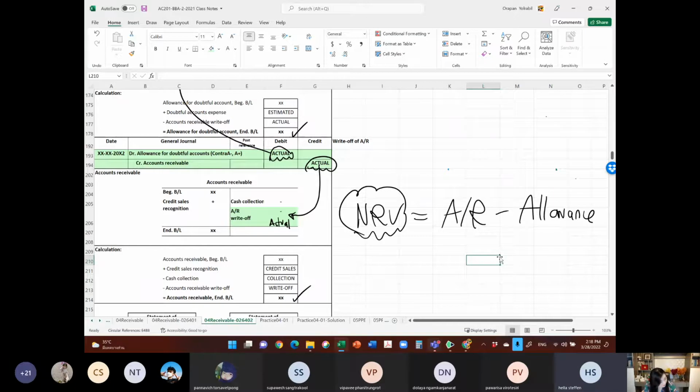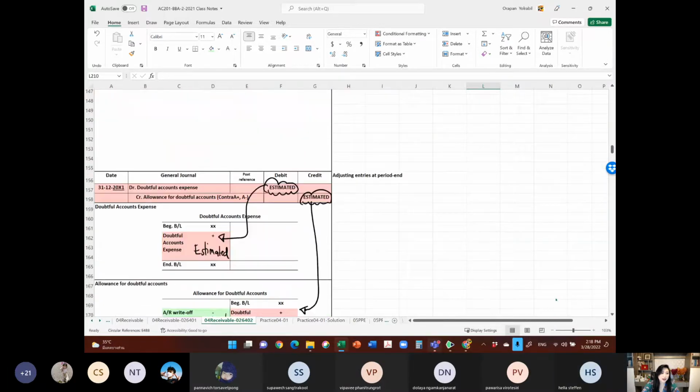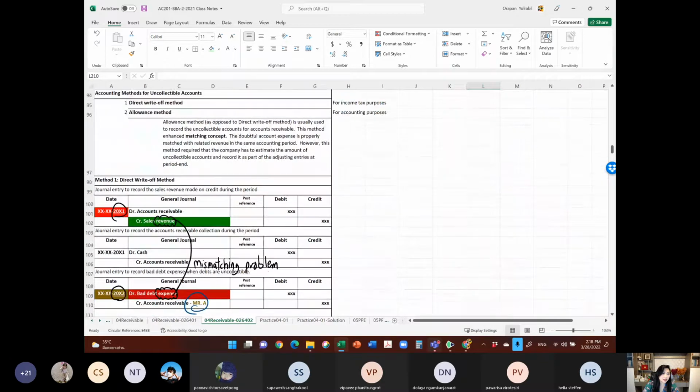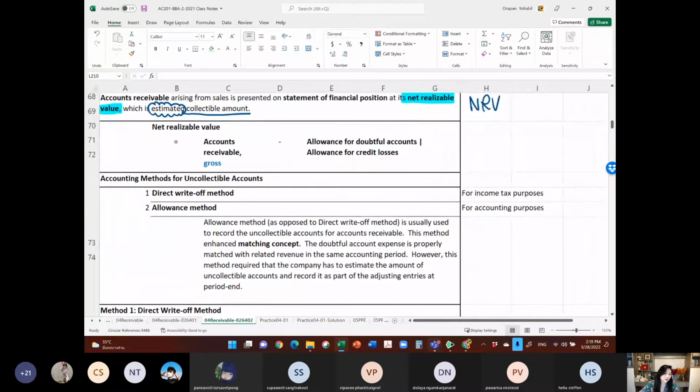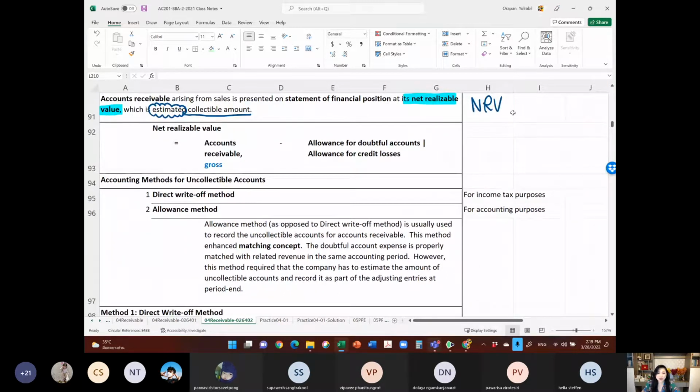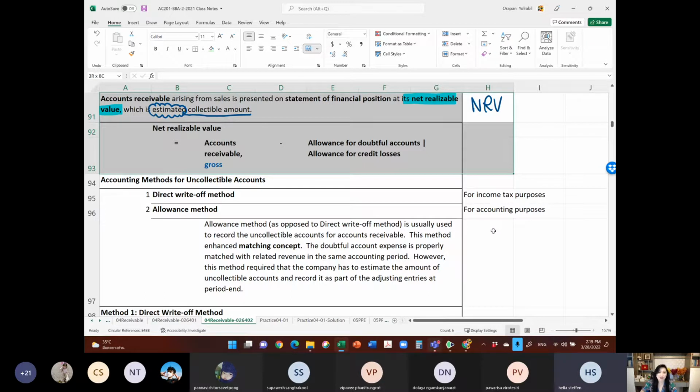Could you repeat what the net realizable value means or what it does? Okay. So let me go back to this. I have already talked about it. So this is the net realizable value. It is actually the estimated collectible amount, and you can calculate this by taking the total receivable and then subtracting the allowance. You can call this allowance for doubtful accounts or allowance for credit losses. They are the same. Does that answer your question? Yes. Okay. All right.